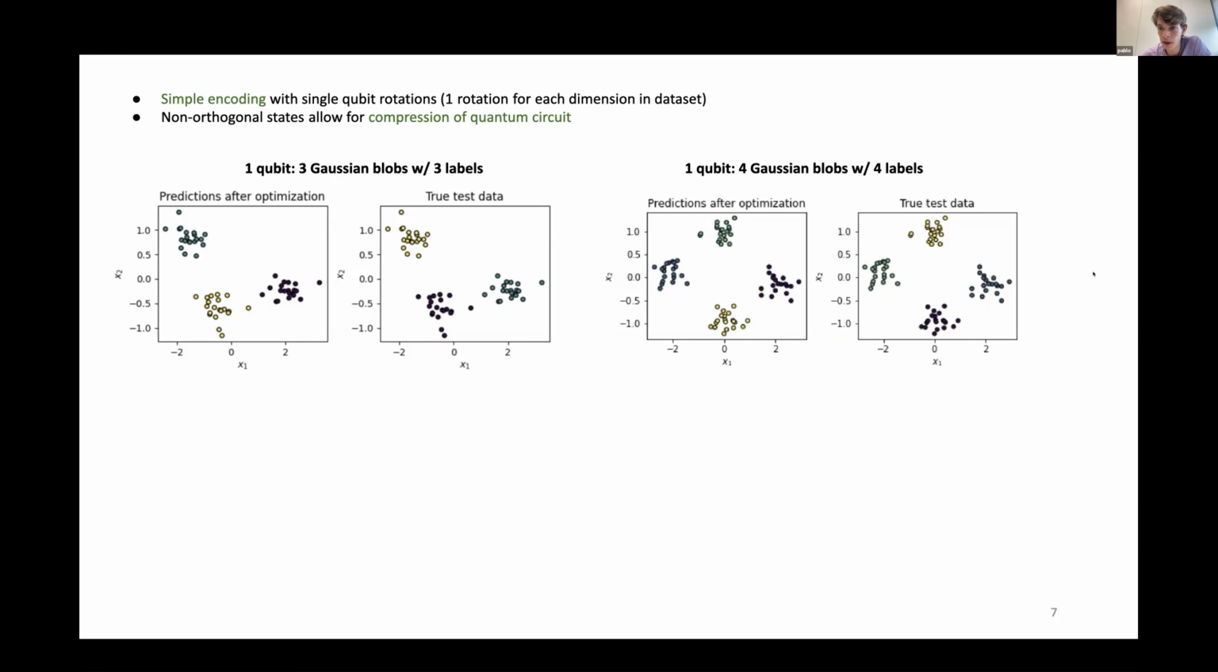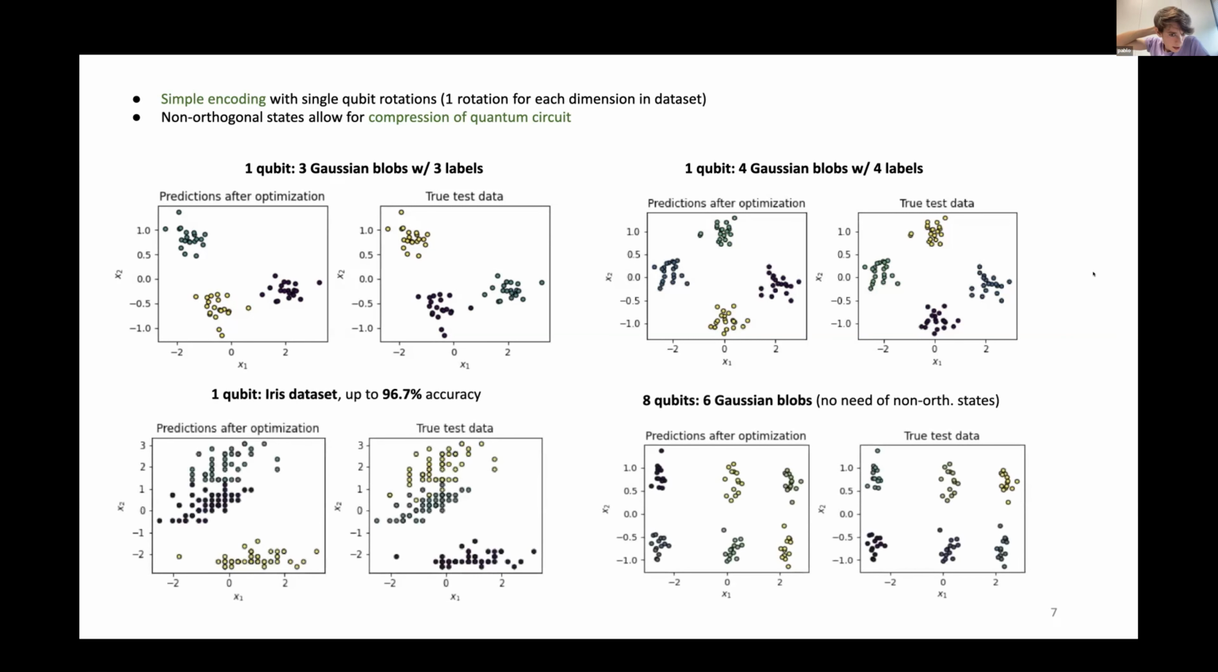We went a bit further and tried a well-known data set, the iris data set. We saw that with this technique of using 3 labels per qubit, you can in fact classify the iris data set with 96.7% accuracy. This means that out of 150 points, you miss 4 or 5. Those are the yellow ones here that cannot be caught.